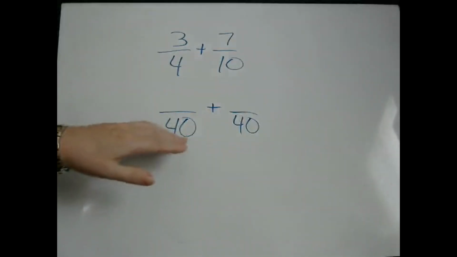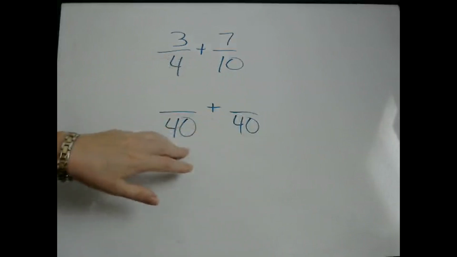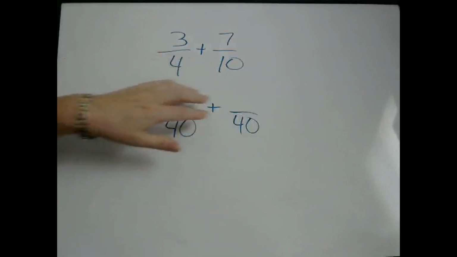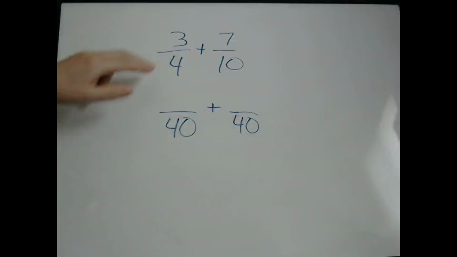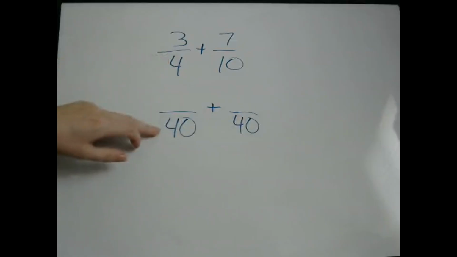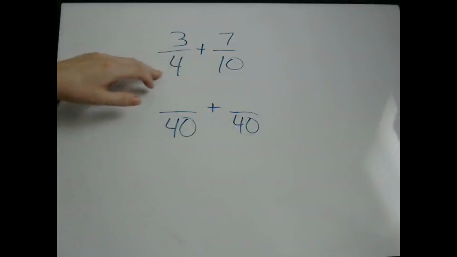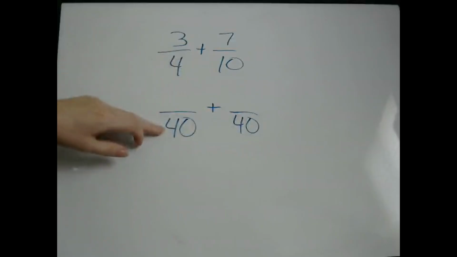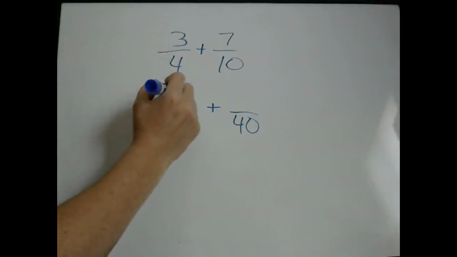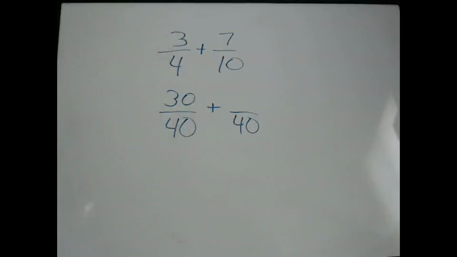So now that's going to be the denominator for each of your fractions. You're going to transform these into these two fractions. So how did we get from 4 to 40? Well, we multiplied it by 10. So if we're going to multiply the denominator by 10, we have to multiply the numerator by 10 in order for this fraction to stay the same. So 3 times 10 is 30.